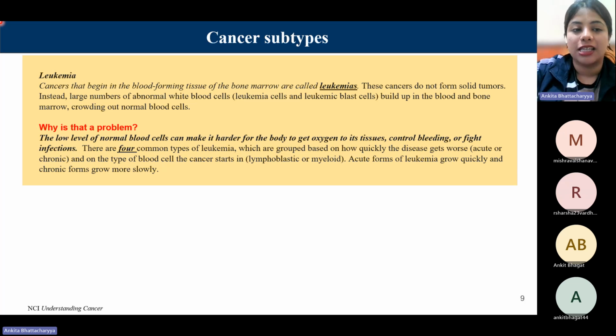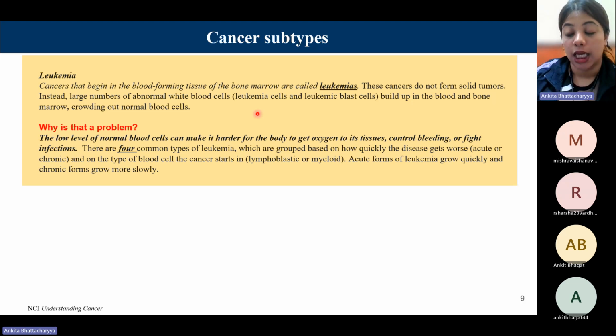So what happens there is large numbers of abnormal white blood cells. I hope you have background about RBCs and WBCs. If not, the basic idea is that within your blood, multiple types of cells are present. A major subtype of that are WBCs, or white blood cells. Within white blood cells also, you have several subtypes. You have platelets, you have macrophages, and you have eosinophils, basophils, neutrophils, all of these as well.